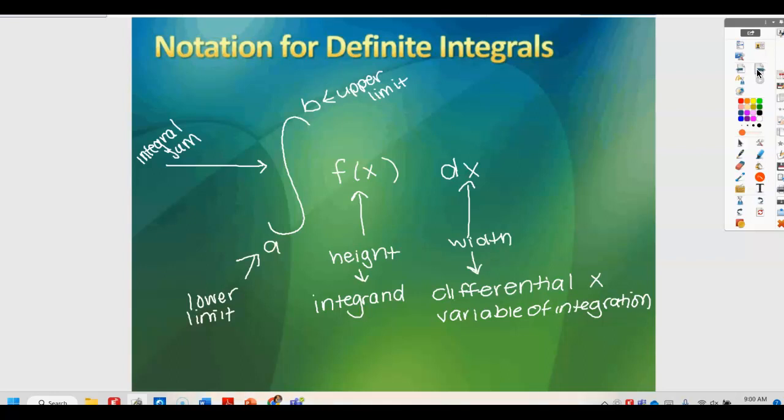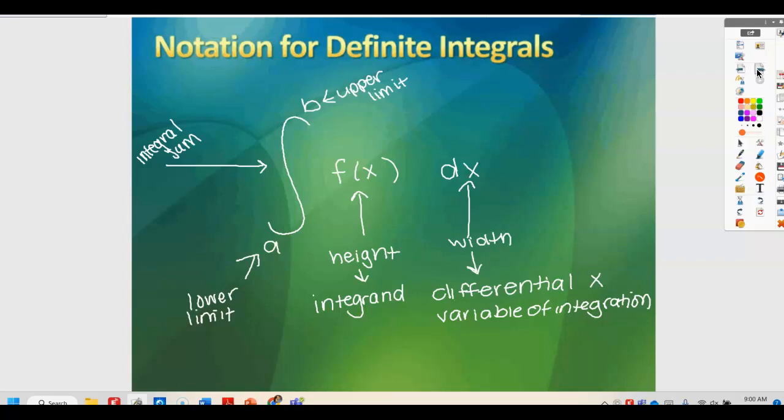The function represents the height. It is called the integrand. dx represents the width. We know dx to represent a differential, and dx tells you the variable of integration.